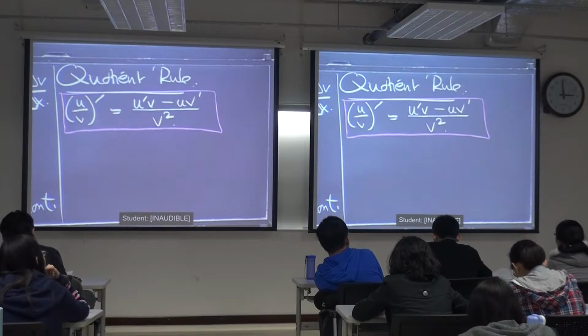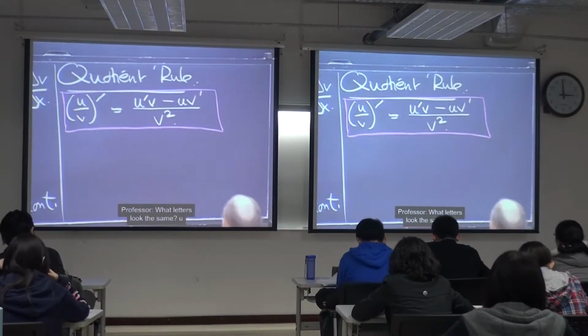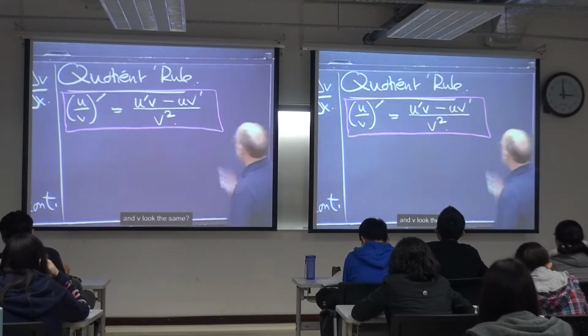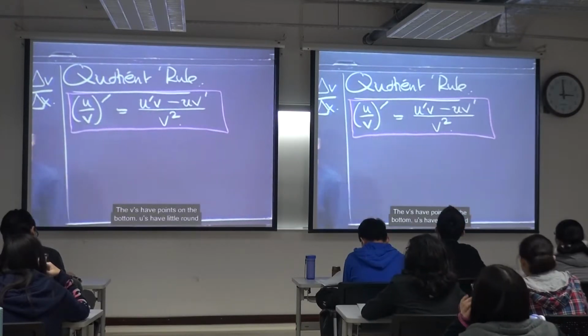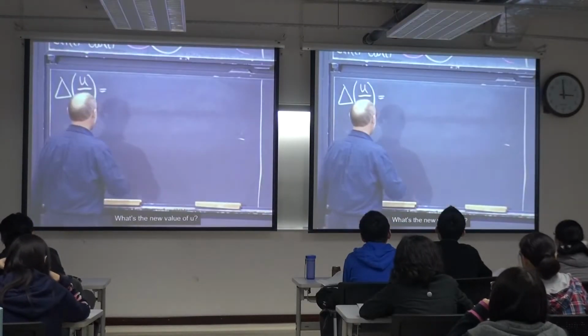Sorry. What letters look the same? U and V look the same? I'll try to make it look more different. The V's have points on the bottom. The U's have little round things on the bottom. What's the new value of u?